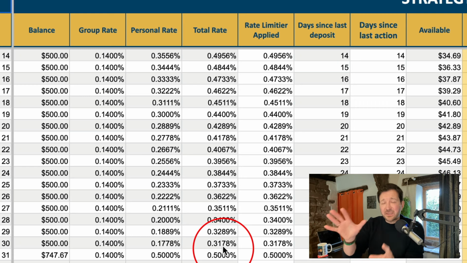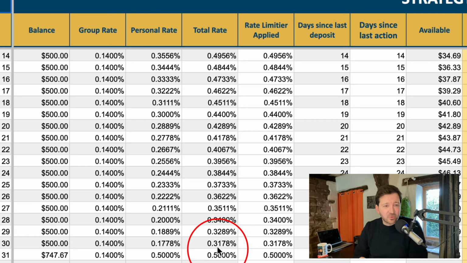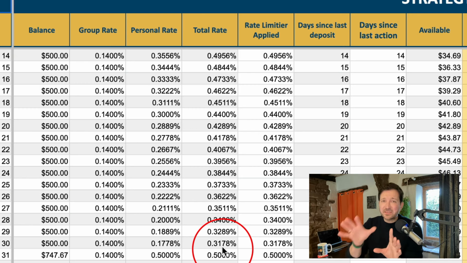for the first 15 days of that month, you're going to get an incredibly handsome 0.5% a day. And then from day 16 onwards, it's going to drop gently to about 0.31%, which is still absolutely extraordinary. But this is if you deposit once a month.